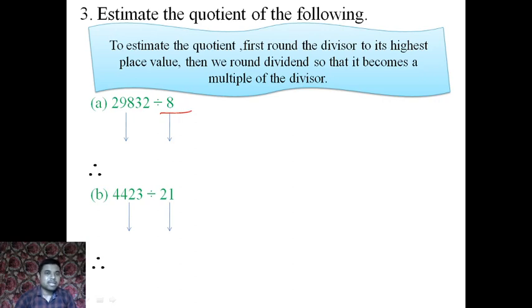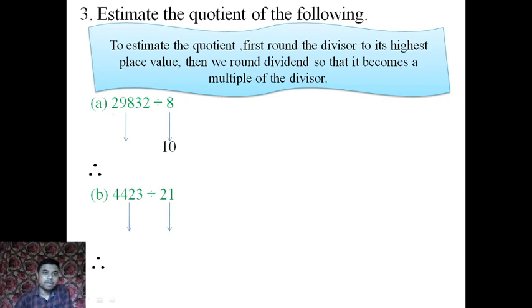My dear students, here 8 is a single digit. If it is less than 5, suppose 1, 2, 3, 4, then it will remain the same. But if it is 5 or more, 5, 6, 7, 8, 9, then after rounding off it will be 10. Is it clear? So here 8 is more than 5, so it will be 10.